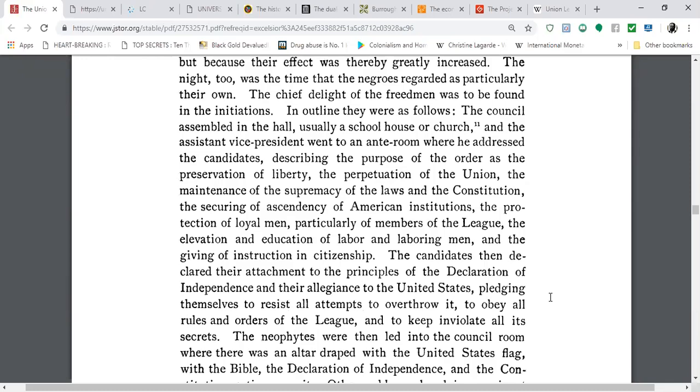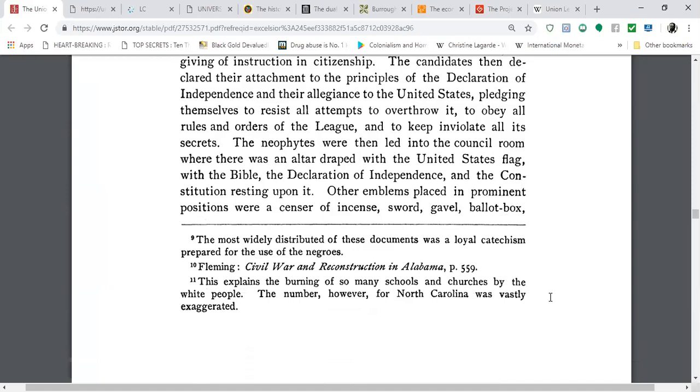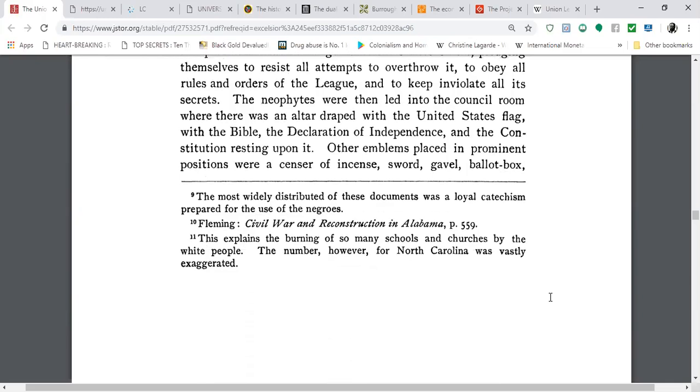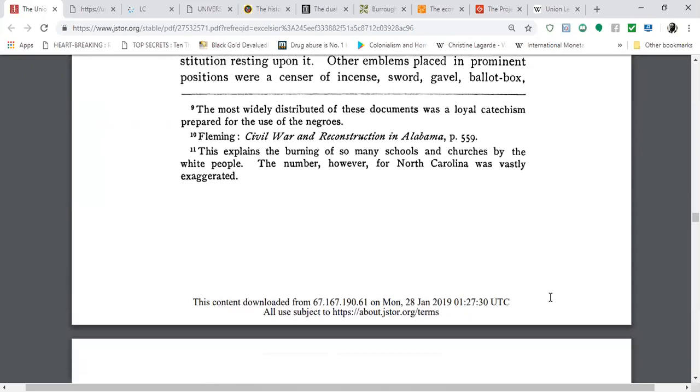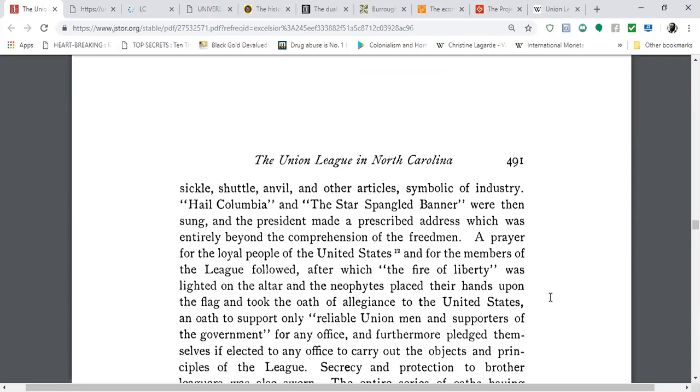The candidates then declared their attachment to the principles of the Declaration of Independence and their allegiance to the United States, pledging themselves to resist all attempts to overthrow it, and to obey all the rules and orders of the League and keep inviolate all its secrets. The neophytes were led into a council room where there was an altar draped with the American flag, with a Bible, Declaration of Independence, and a Constitution resting upon it. Other emblems in prominent positions were a censer of incense, sword, gavel, ballot box, sickle, shuttle, emblem, and other articles symbolic of industry.